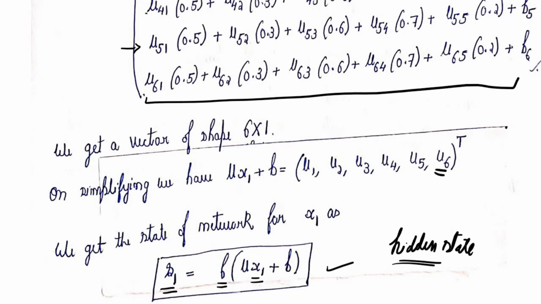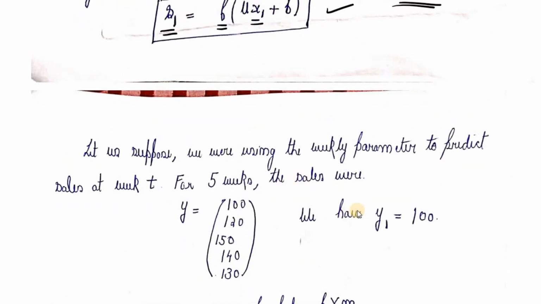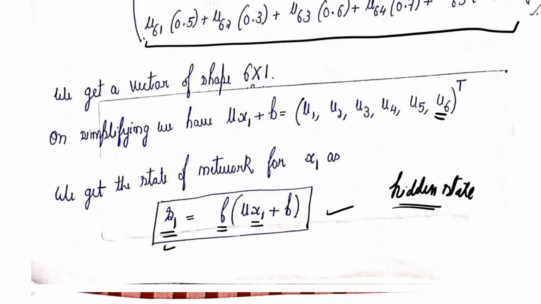We need to map the result of the activation function we have attained till now to our eventual target for 5 weeks, which looks like this. So maybe this is the sales target in week 1, week 2, 3, 4, and 5, and the one which we just calculated for S1. We have to map this S1 to Y1 equal to 100. And if you see the dimension, Y is of 5 cross 1, and the S1 which we have attained over here is a vector of shape 6 cross 1.